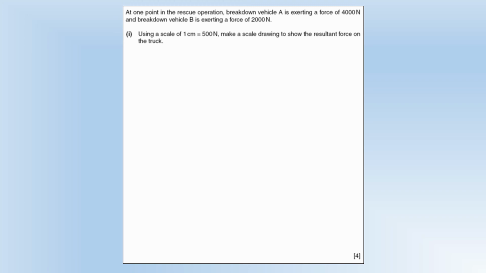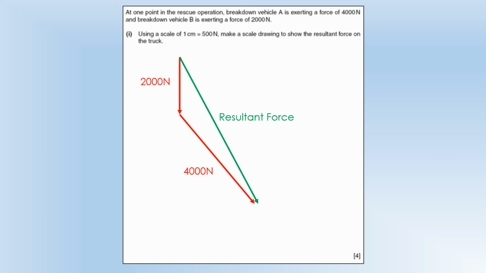So to get the resultant force, we add the vectors tip to tail. So 2,000 newtons, which should be 4 centimetres long, and then 4,000 newtons, which should be 8 centimetres long, and the resultant force is going to be going from start to finish there.